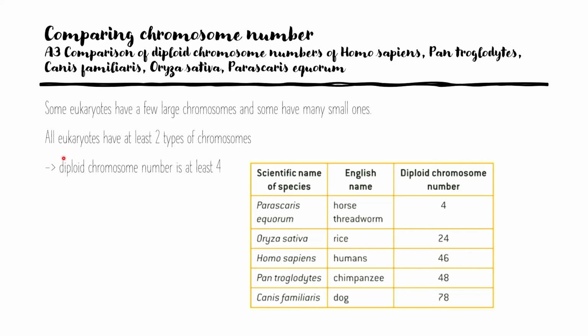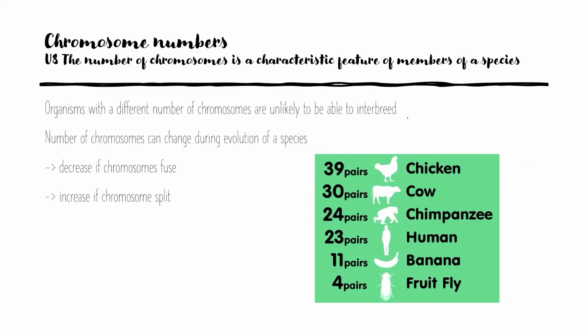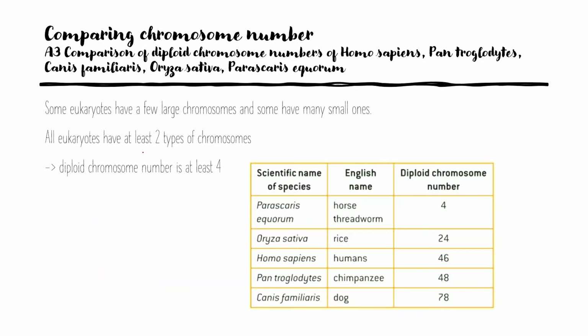So the diploid chromosome number is at least 4, because if we remember from a previous slide, if we go back here, diploid nuclei, the 2 full sets of chromosomes, is given by 2n. And now if we look at this, all eukaryotes have at least 2 types of chromosomes. So n in this case equals 2. So 2 times 2, and that, of course, is going to give us 4. So this proves that the diploid chromosome number is at least 4 in all eukaryotes.